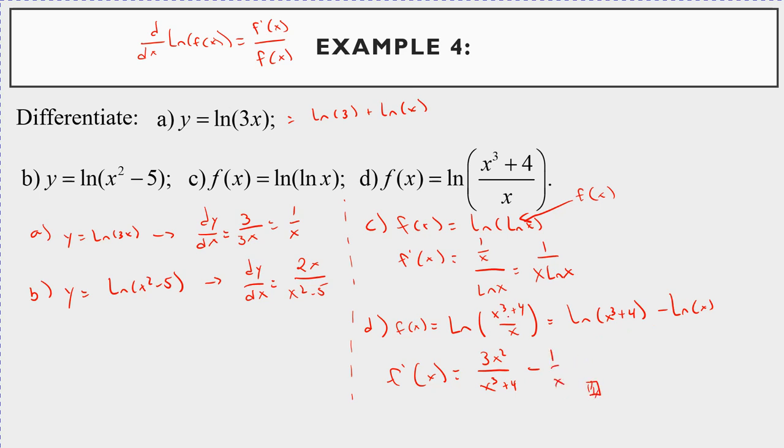So this is my tip: use your rules of logs here to break it up. Otherwise, if you try to do the quotient rule and stuff here, it's just not going to be fun, and I would not recommend it. So if you can, use your rules of logs to break it up.